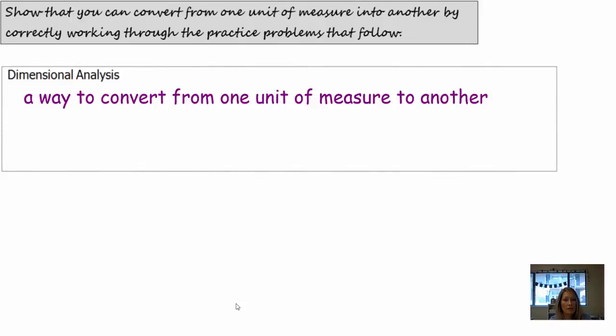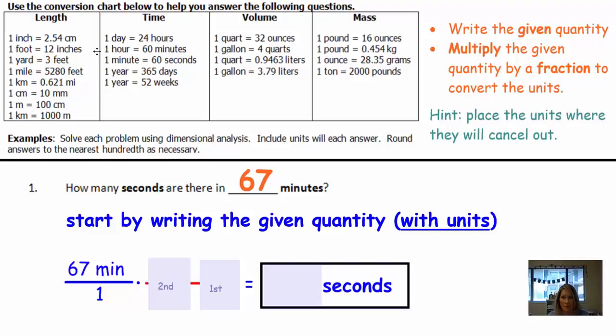Dimensional analysis is a way to convert from one unit of measure. All right, so now we're going to use this, and we're actually going to practice. In the first problem, you can fill in 67 on your notes. It says, how many seconds are there in 67 minutes? So we're going to start by writing the given quantity and include your units in these problems.